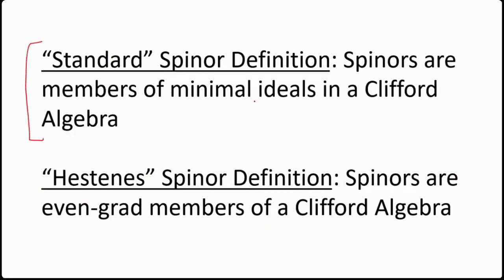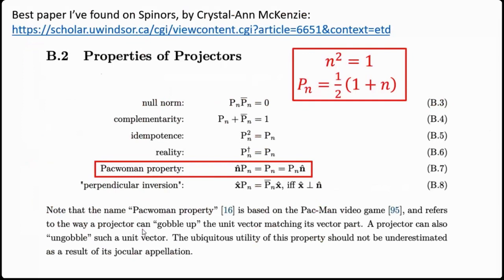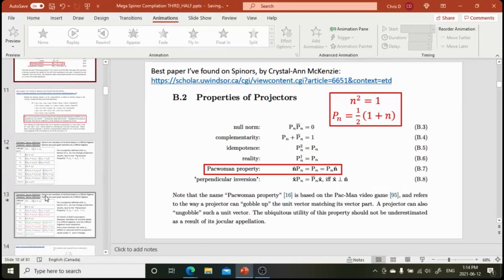I've just showed you the ideal definition of spinors, like they're ideal members in a Clifford algebra, where you project them and then the results are spinors. There's also this other definition called the Hestenes definition, where it says spinors are even grade members of a Clifford algebra, which seems like a different definition. So I'm just gonna back up and see if I have the slides in order here.